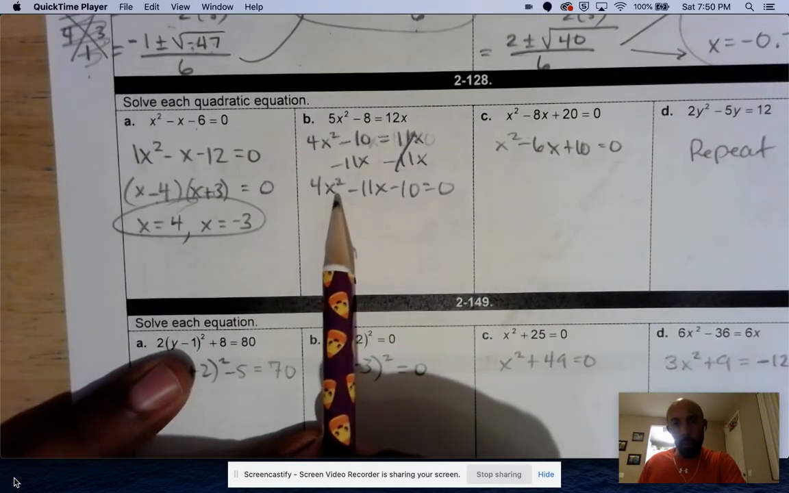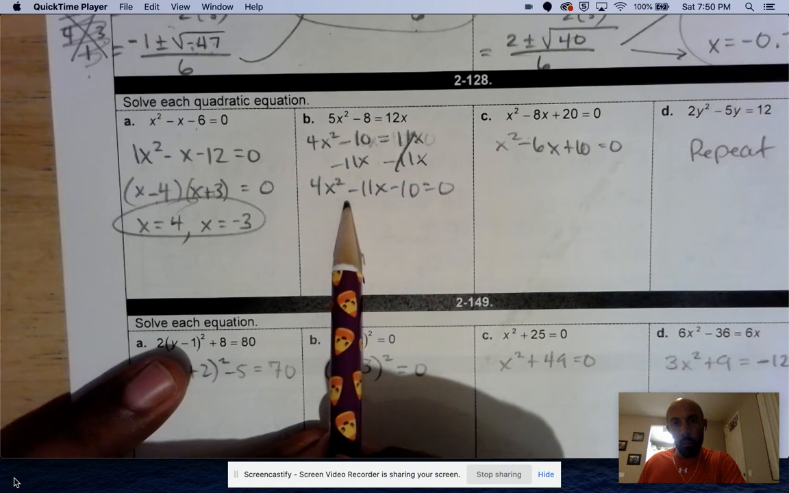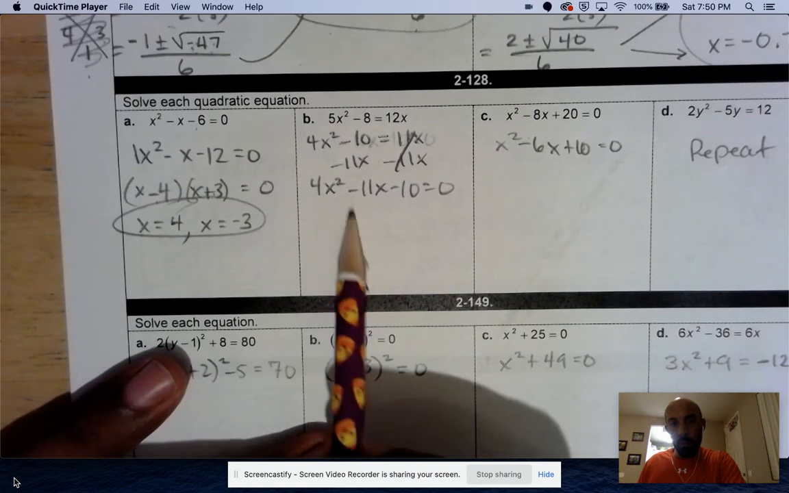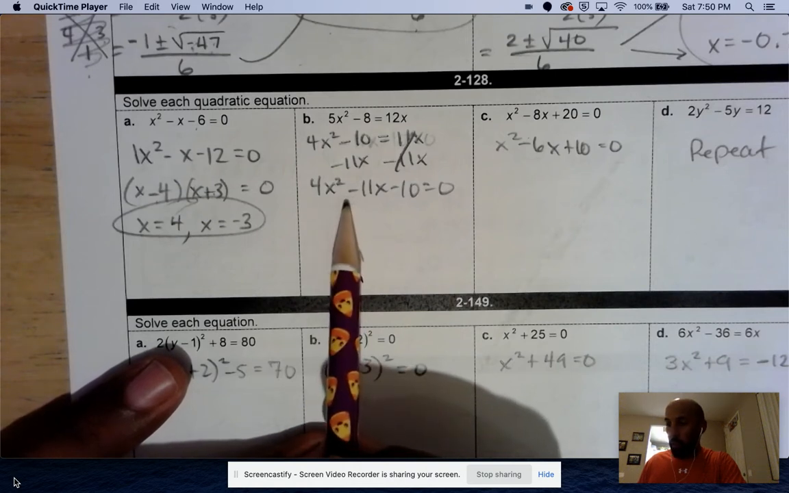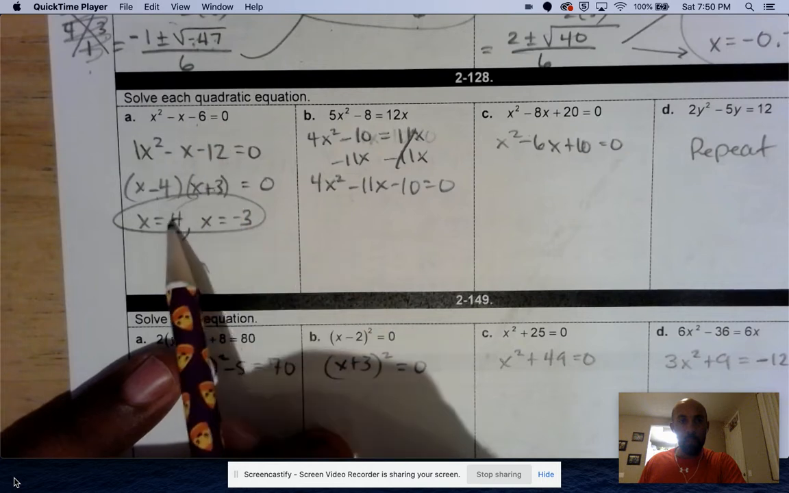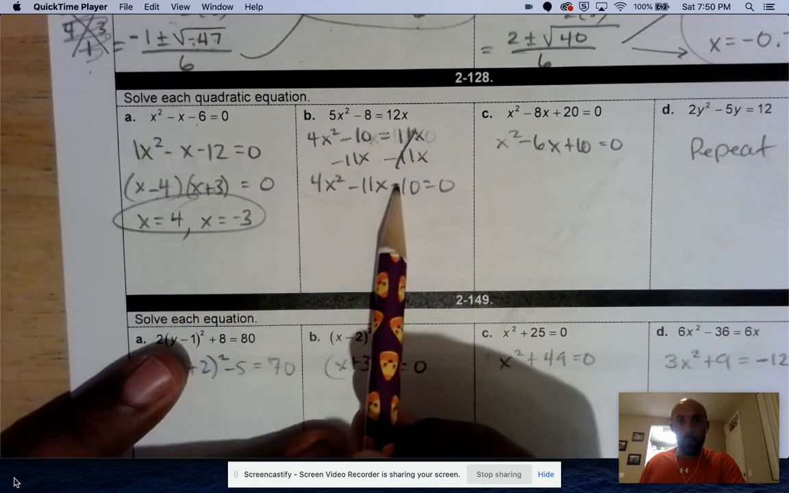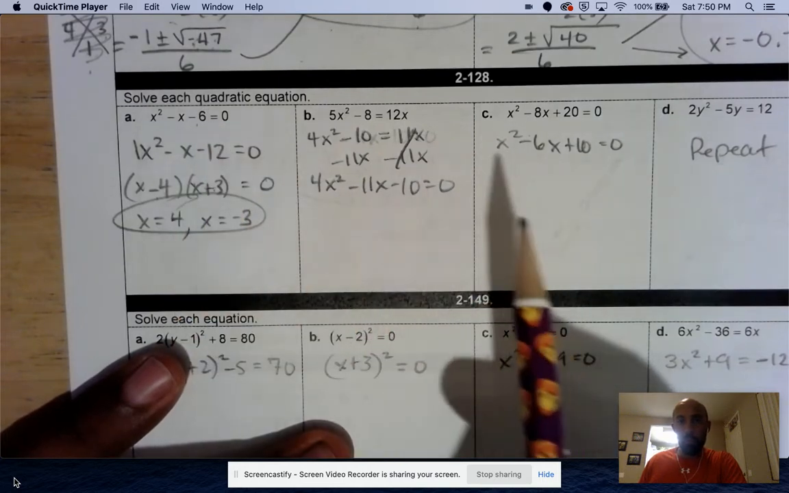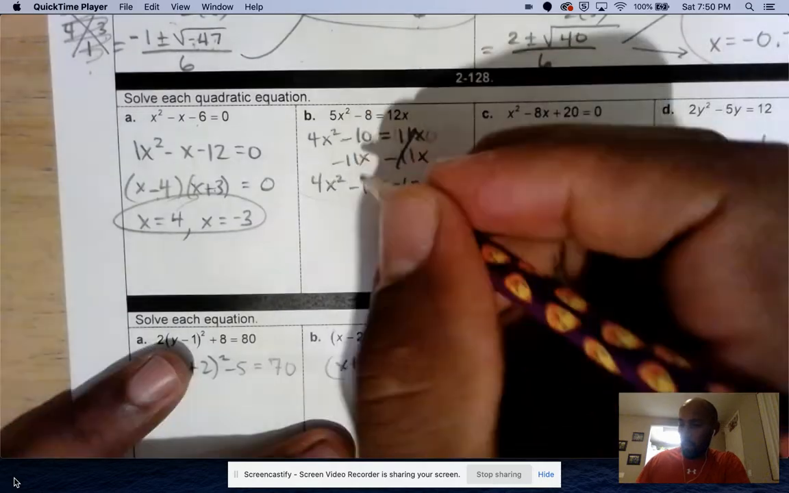Honestly, I don't even want to bother with the x right now. And now I'm thinking in my head, I don't know if there is something that's going to work for that. And it just says solve it. It doesn't say you have to use zero product property. But because these numbers are kind of like, I don't really want to mess with it, I'm just going to go ahead and use the quadratic formula and just set it up.